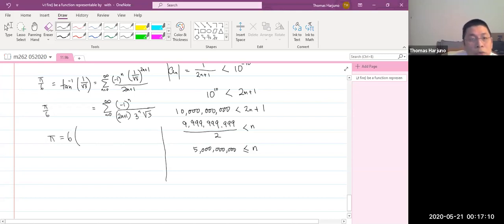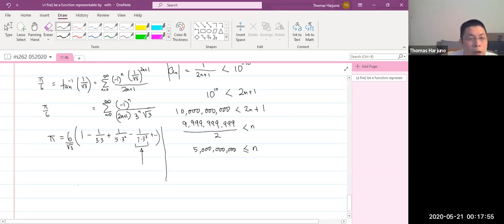Let me take the radical 3 out. When n equals 0, there will be 1 minus. When n equals 1, that will be 3 and then 3 here. When n equals 2, there will be 5 and 3 squared here, minus 7 and 3 cubed here, and so on. So you see that this guy here, the nth term, actually goes to 0 a lot faster.